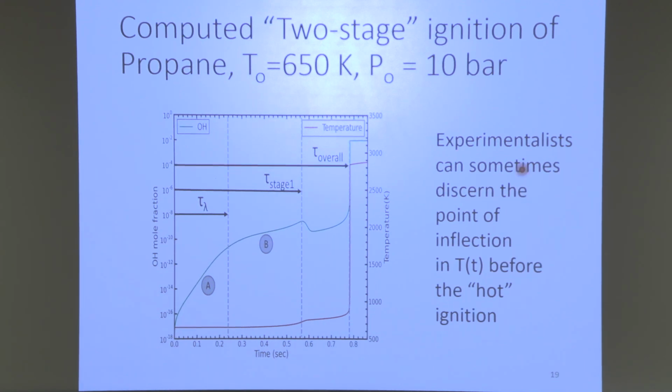And the experimentalists sometimes can see this if they do careful experiments. And the experimentalists often would see this little dink of the temperature rising before the ignition. So they see this first stage ignition where something happened, and then the big ignition later.